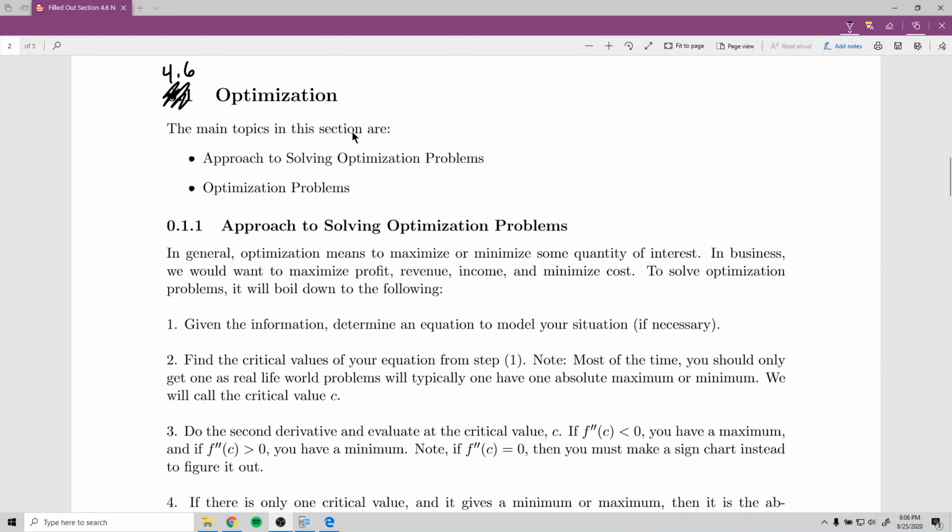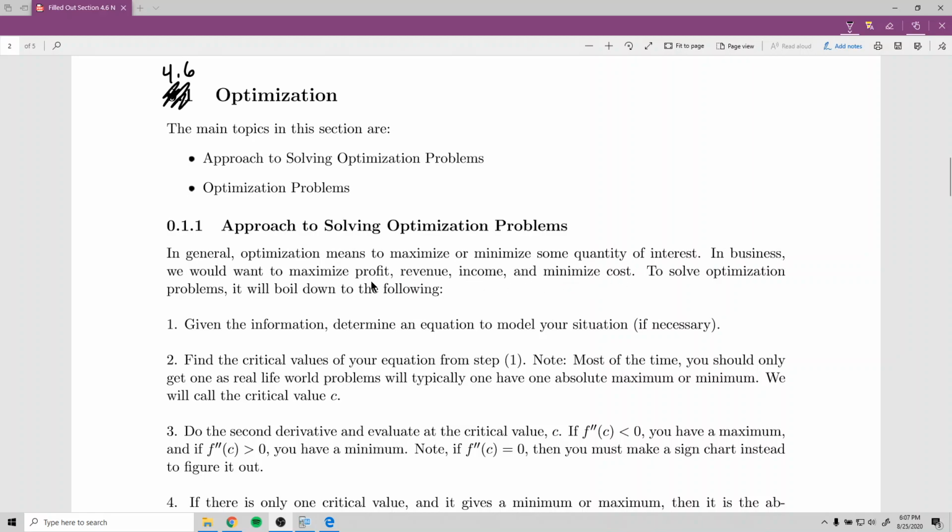This video will be on section 4.6, optimization. So what we'll do in this section, we'll talk about the approach to optimization, what it is, and then we'll actually work a few problems. But overall, what optimization is, in general, means you want to maximize or minimize some quantity of interest.